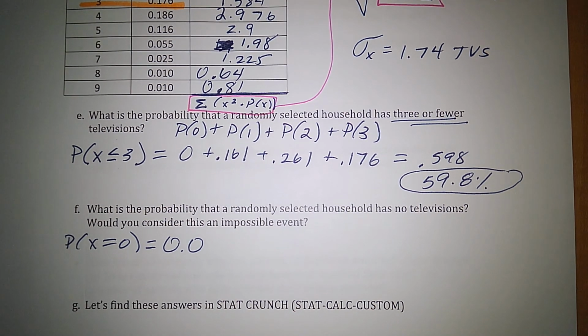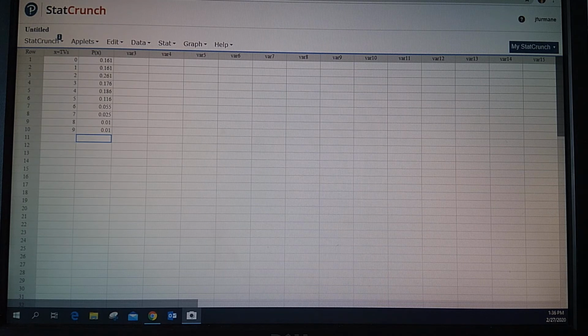Let's now also find these answers in StatCrunch. If we were to do this in StatCrunch, the first thing I would do is put all of the data into StatCrunch, the number of TVs and the probability of each occurring. You could either put this column in as probabilities like I did here, I see I have one wrong actually, or you could put them as frequencies. That would have also worked. In other words, you just need to have the weights.